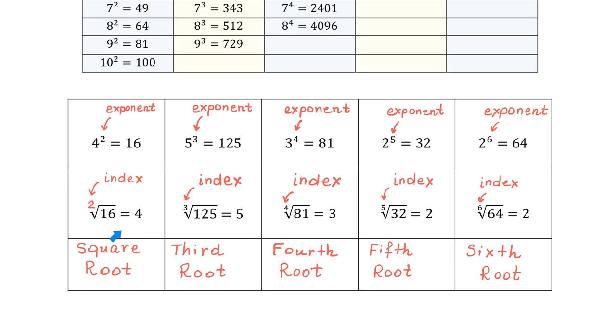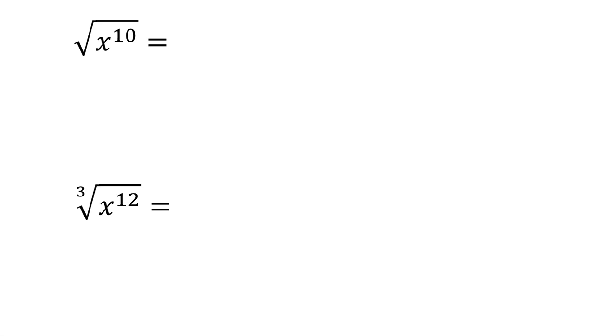Now, if here we discussed examples with radicals that have just numbers, in the next examples, we will discuss radicals that have variables. In the first example, we have to find the square root of x to the power of 10. The index of this radical is the invisible 2. This tells us that we are looking for an expression that we will raise to the power of 2, and we will get x to the power of 10.